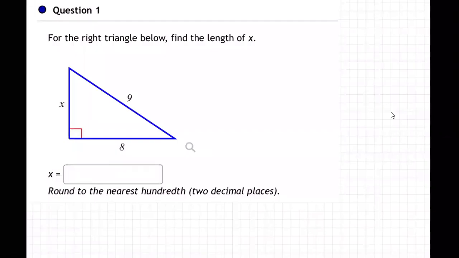Okay, so how do we do it? How do we do this question? They're asking us, for the right triangle below, find x. So I want to find this x right here. Notice this is a right triangle, isn't it? It's got a right angle, a 90-degree angle in the corner.